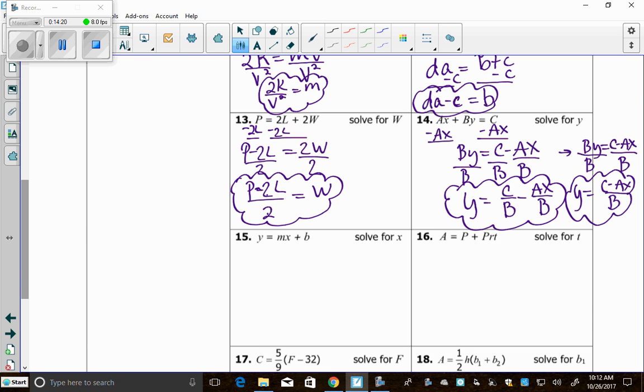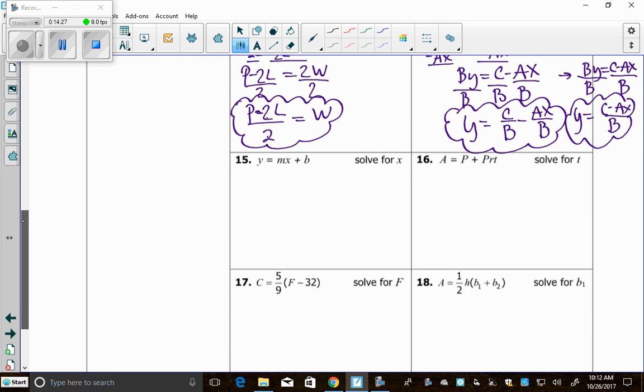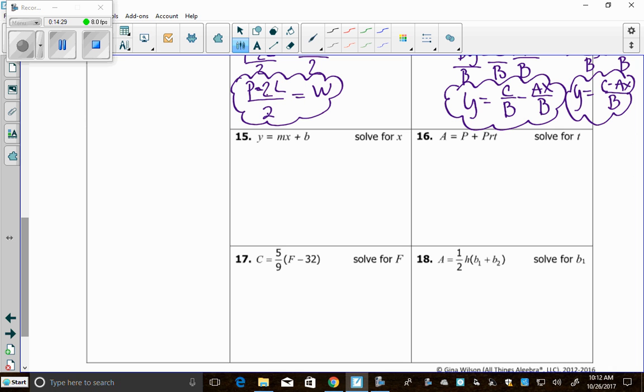Okay, 15. We pretty much have more of the same on 15 and 16. Number 15, I'm going to isolate the x. So I first have to isolate the term that has x in it. So I'm going to subtract b from each side. And I have y minus b equals mx. And to get the x by itself, I'm going to divide everything by m. Again, you can do the whole thing at once or each one, but everything gets divided by m. So y minus b over m is equal to x.